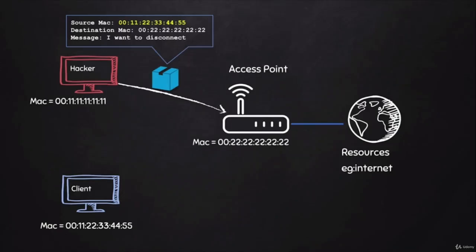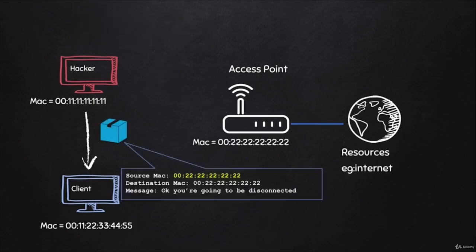We pretend to be the client we want to disconnect, by changing our MAC address to the MAC address of that client and telling the router that I want to disconnect from you. Then we pretend to be the router by changing our MAC address to the router's MAC address, and tell the client, I'm going to disconnect you. This will allow us to successfully de-authenticate any client from any network.